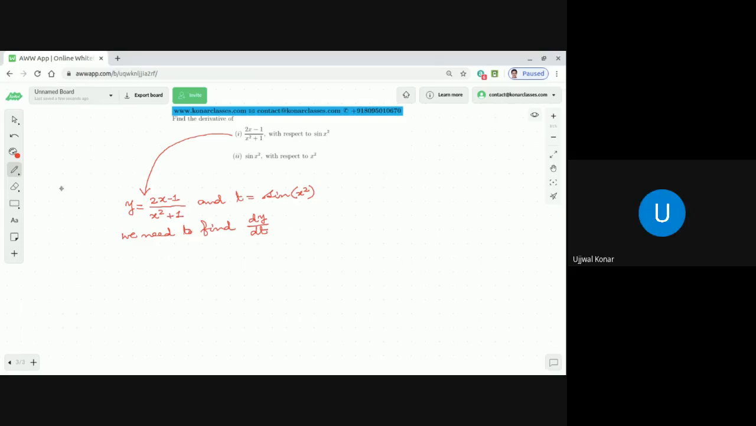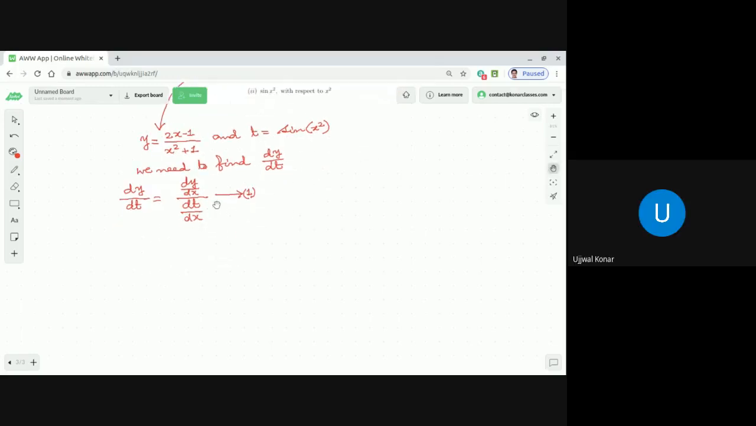So if we need to find dy/dt, dy/dt should be equal to dy/dx divided by dt/dx. Correct or not? Clear or not clear? Okay. So that we can give as equation number 1. Now let's find dy/dx. dy/dx is not a big deal to find, correct or not? So let's find dy/dx.